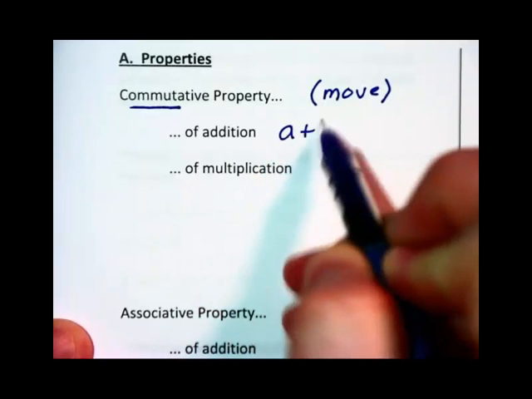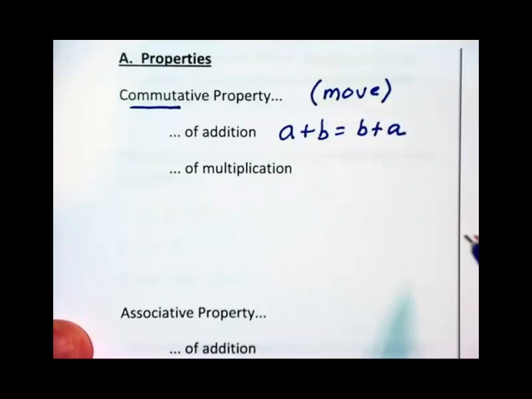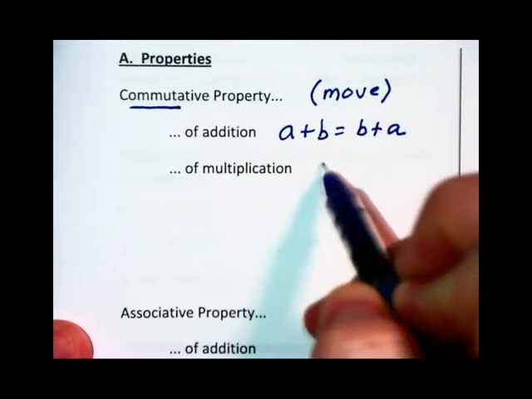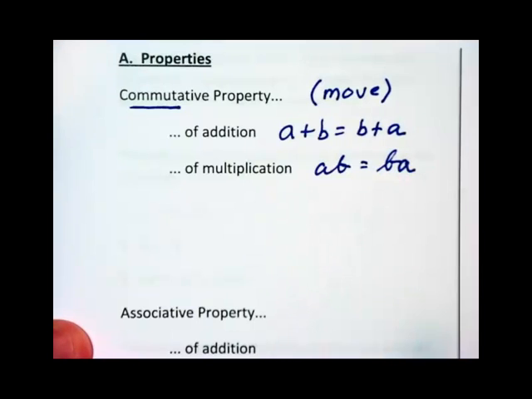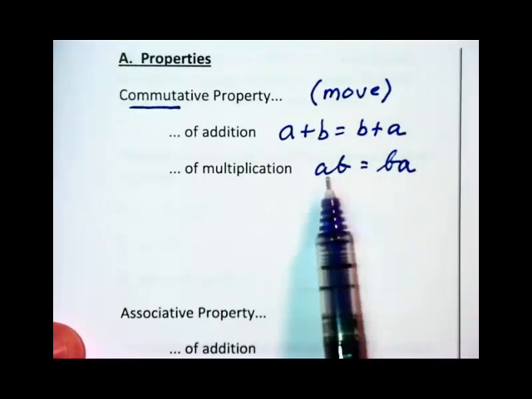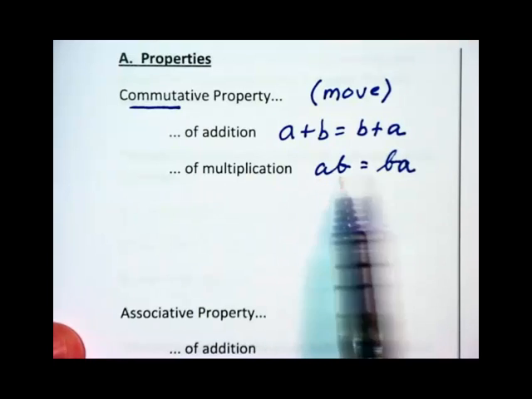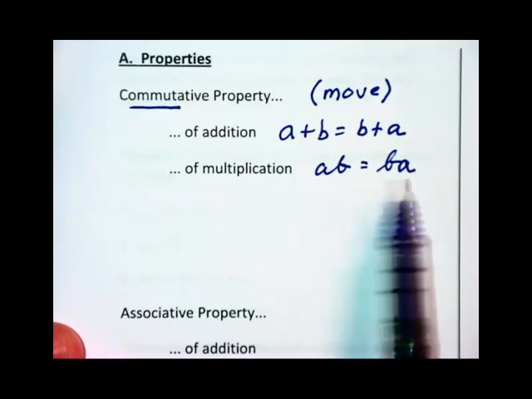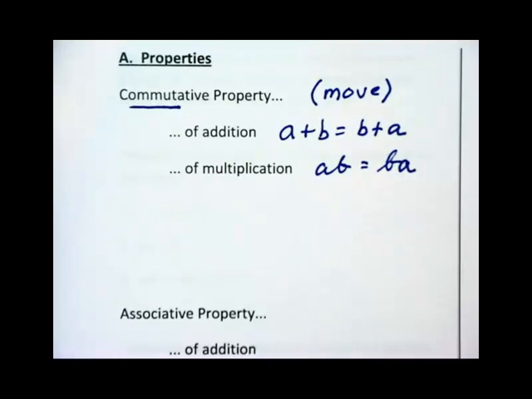A plus B equals B plus A would be the commutative property of addition, and A times B equals B times A is the commutative property of multiplication. Now these are properties when I represent them with variables, and when I substitute numbers in, like 8 times 7 equals 7 times 8, it would then be an illustration or example of the property at work.